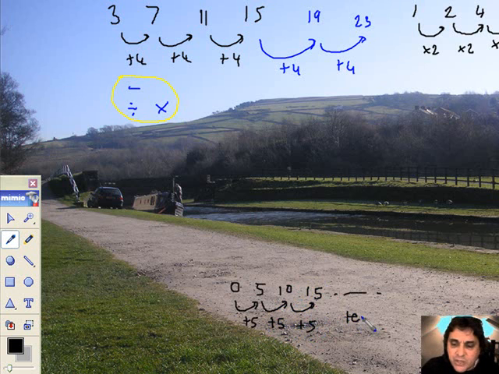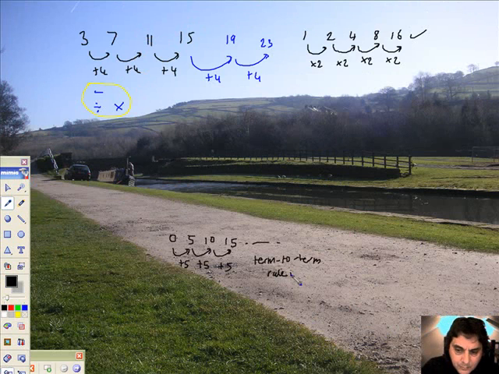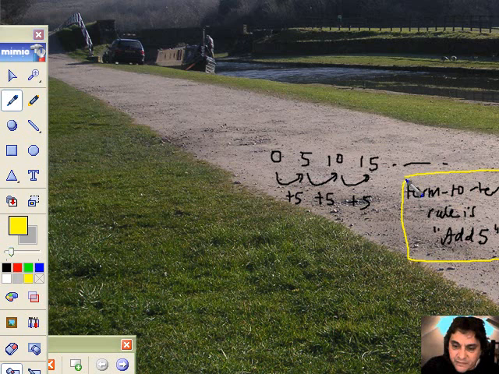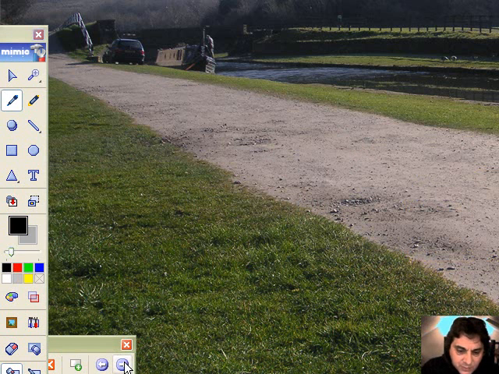Therefore, the term to term rule is, here's your answer, add 5. Right, that's all there is to it really. We actually did do term to term there, but that's the first time this language has been used in the book so far, and that's located on page 33. Alright, let's move on.